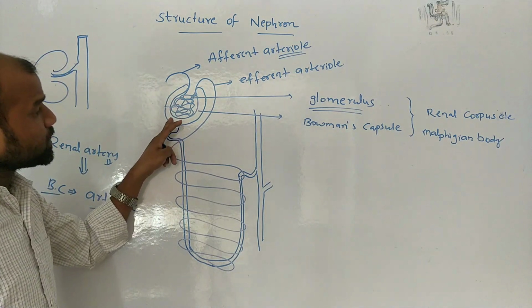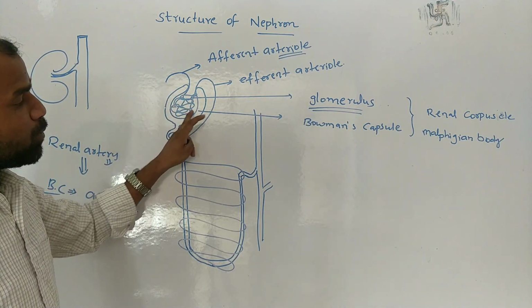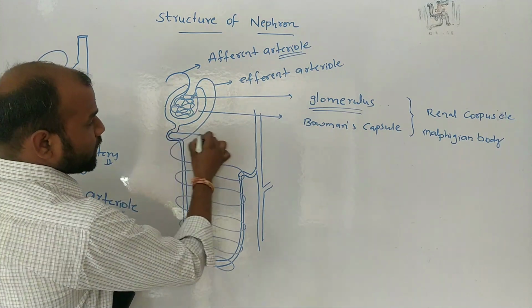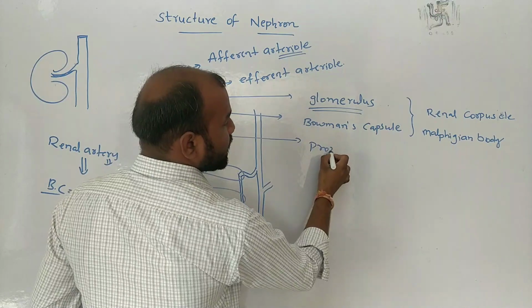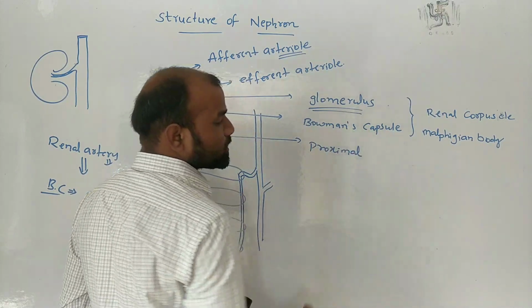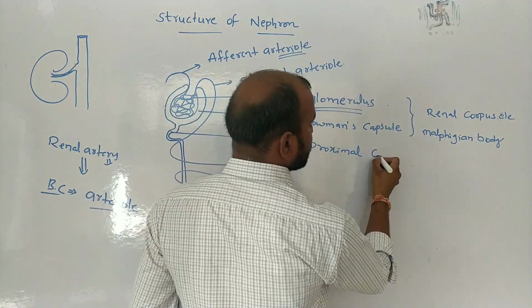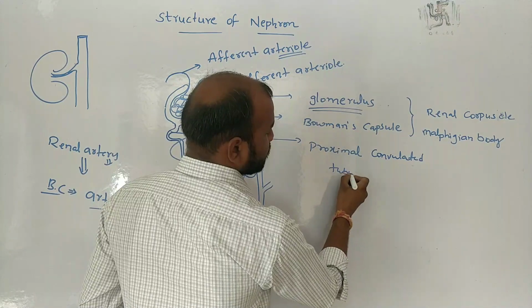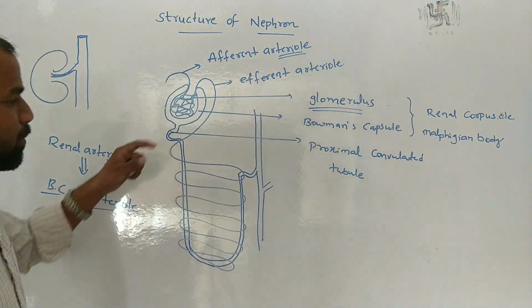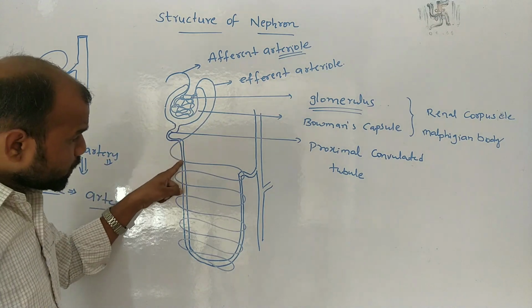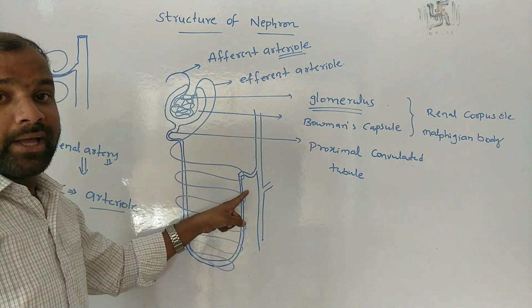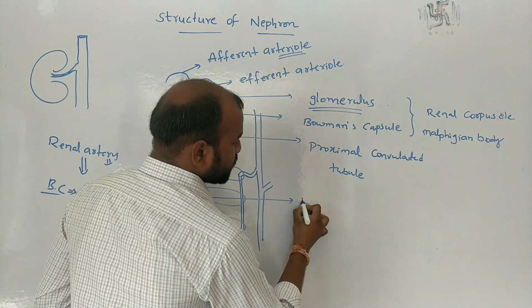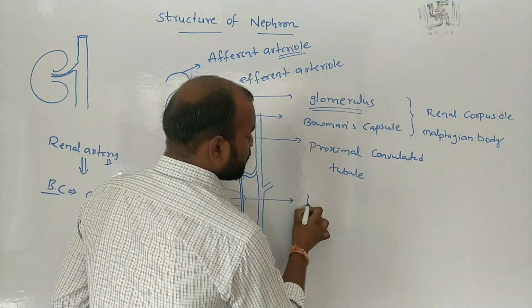The cup-shaped Bowman's capsule leads into a highly coiled structure. This highly coiled structure is known as the proximal convoluted tubule. This highly coiled proximal convoluted tubule enters into a U-shaped hairpin structure that is called the loop of Henle.